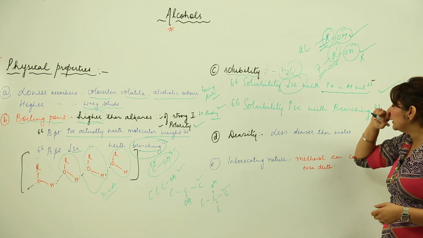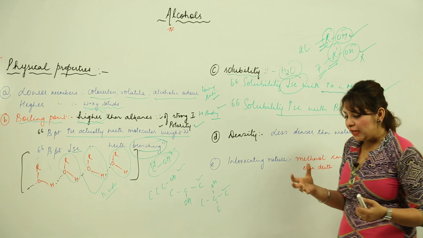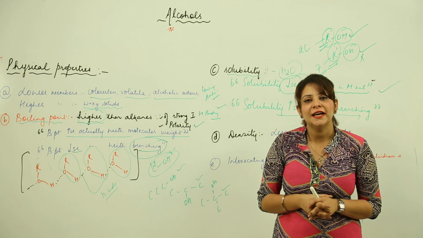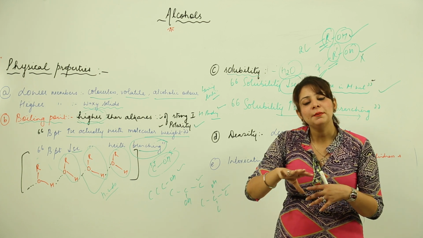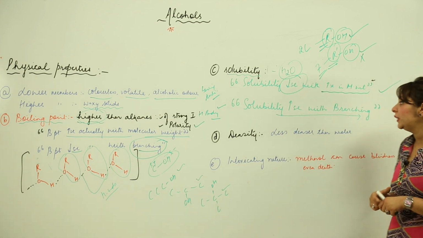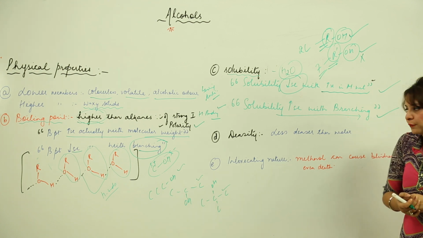And solubility increases with branching actually. When the chains are branched, they are closer to each other. When they are closer to each other, the surface area of the hydrocarbon chain gets reduced, and it somehow allows the hydrogen bonding to occur. So branching can actually increase the solubility in water because more hydrogen bonds can be formed.